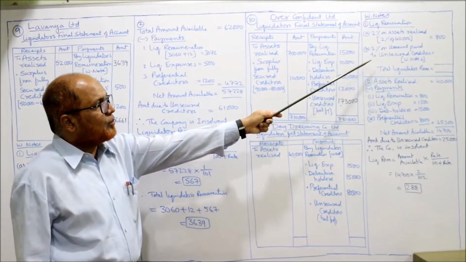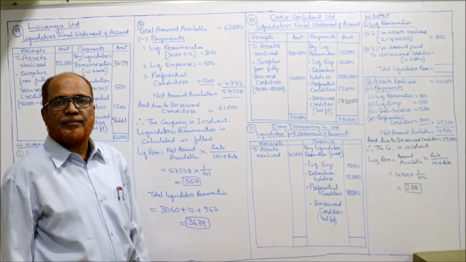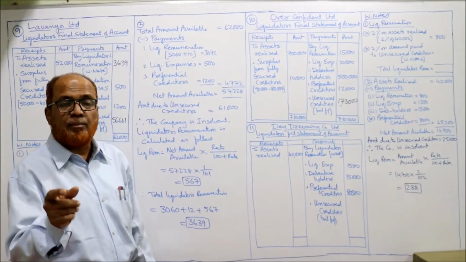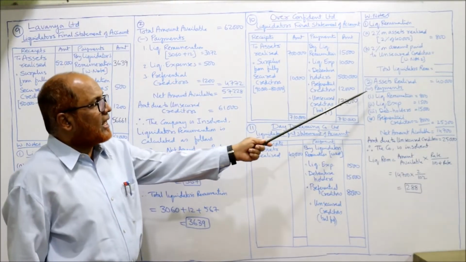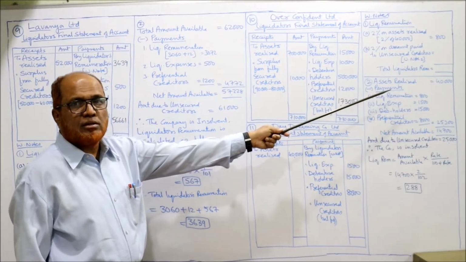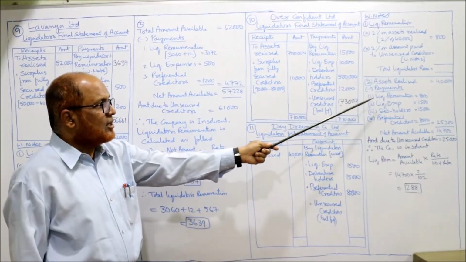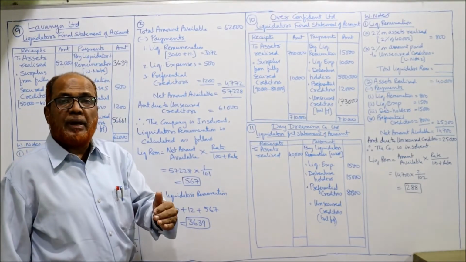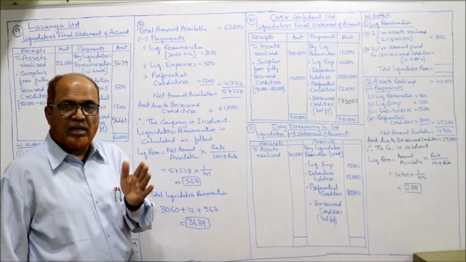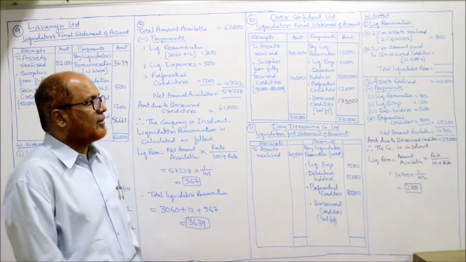Now 2% on amount paid to unsecured creditor. We have not taken preferential creditor because it is not given in the problem. Now assets realized are 40,000. From this we deduct all the payments till now. Up to this point, how much are the payments?